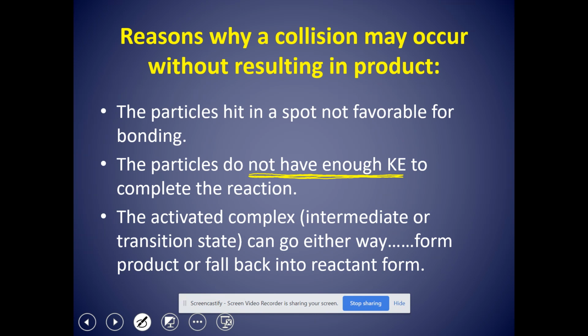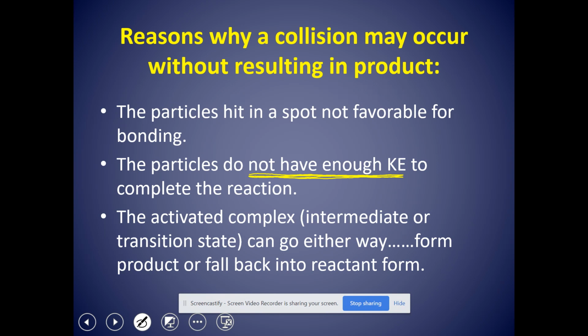The third reason why collisions might occur without resulting in a product is even if they hit in the right spot, they have enough energy, they make the activated complex. That activated complex is a real high energy intermediate, and it can literally go either way.